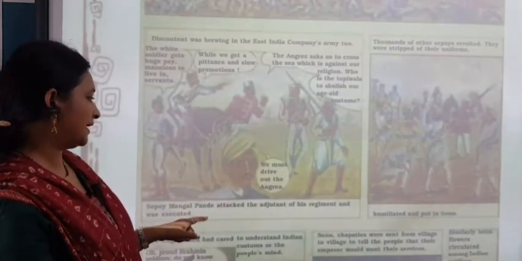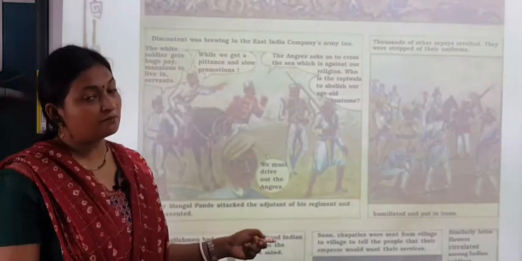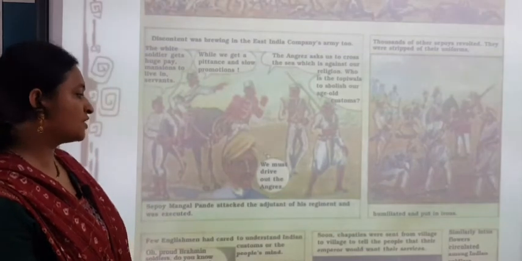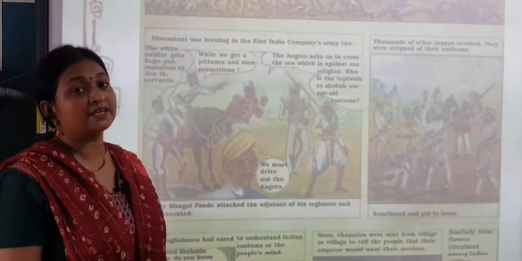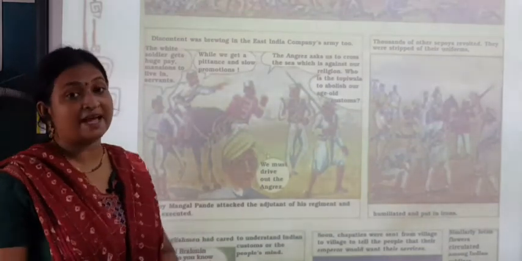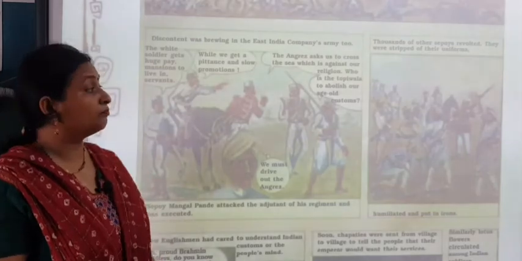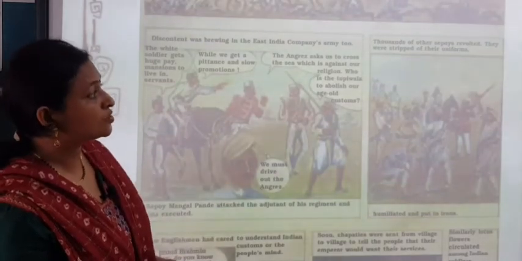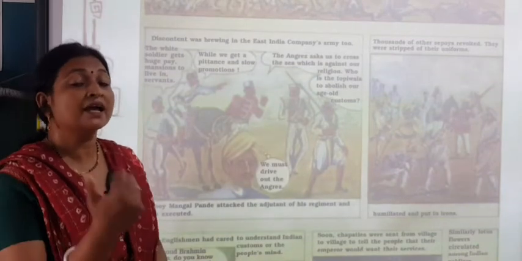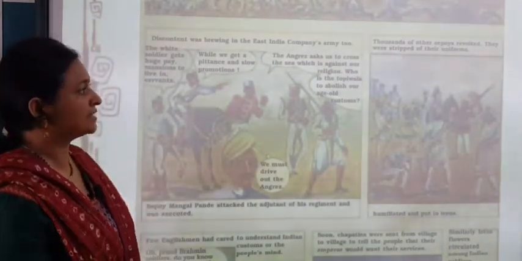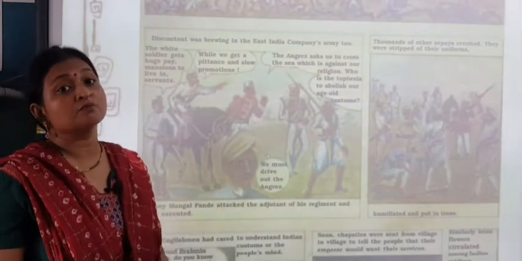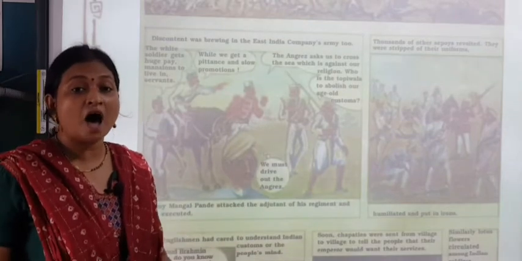Sepoy Mangal Pandey attacked the adjutant. Adjutant means one of the officers of that army, of his regiment, and he was executed, and he was sent behind bars for that reason, and you all have seen that in the movie also, Mangal Pandey. And here you can see thousands of other sepoys revolted. They all were having that spark within them and they were ready to fight against these authorities. They were stripped of their uniforms, and because they were revolting, their uniforms were removed. That means they were out of the army.